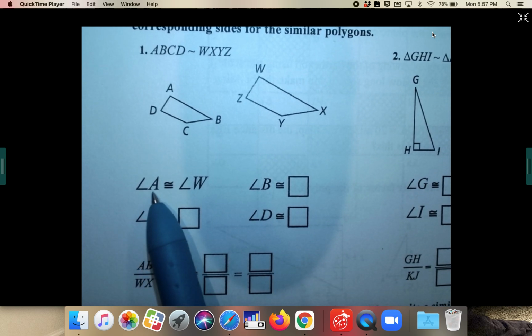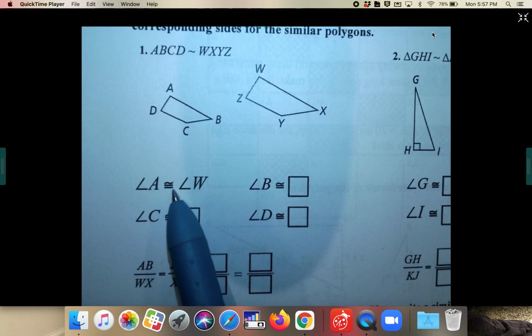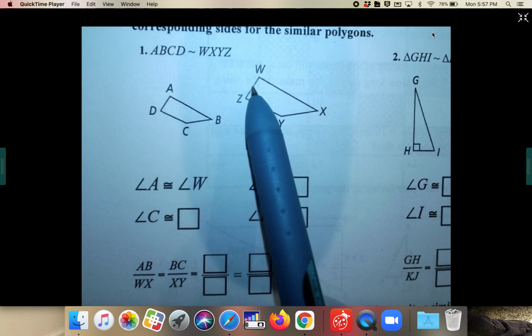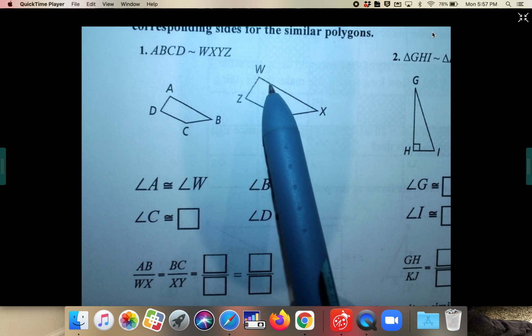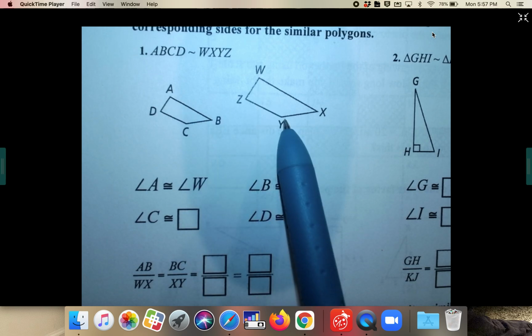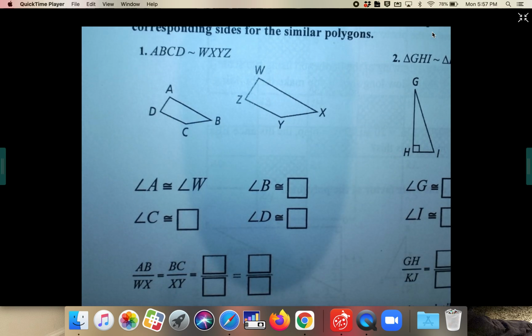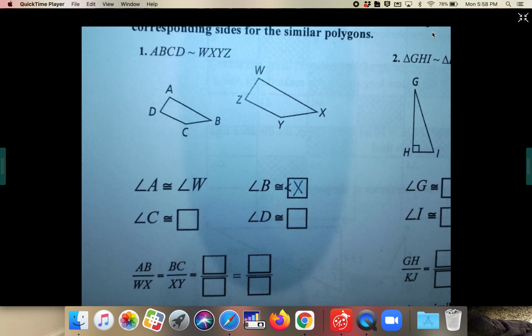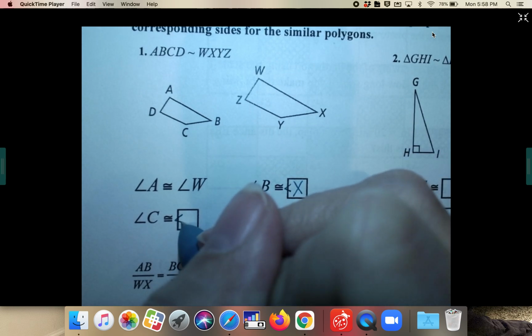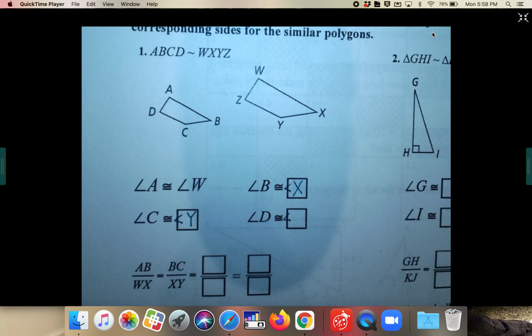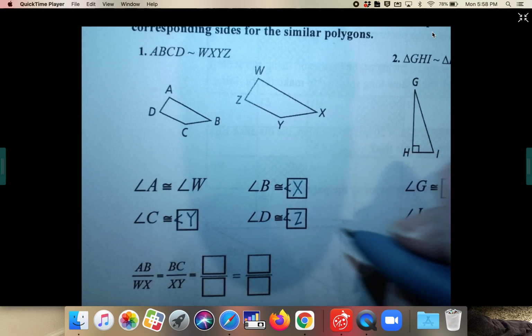So obviously angle A is congruent to angle W. So the angles in similar polygons are congruent. So if this were 92 degrees, then this would also be 92 degrees. So the angle measures on similar shapes are congruent. So angle B is congruent then to angle X. Angle C would be congruent to angle Y. And then angle D would match up, it would be congruent to angle Z.